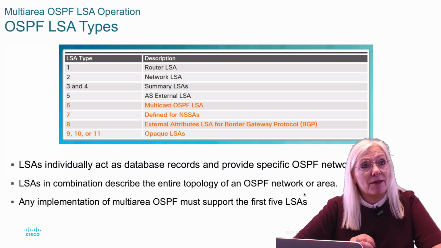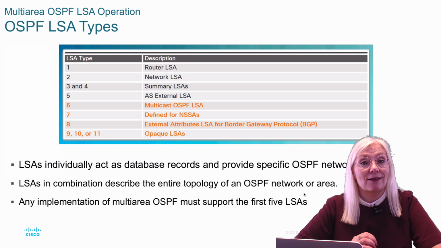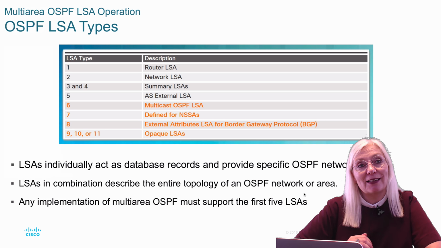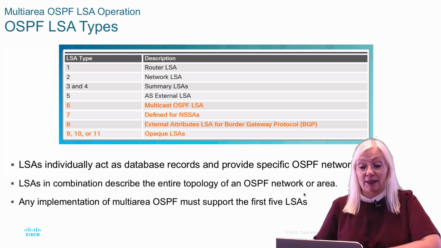Then we have these different link state announcements or advertisements, which is what OSPF is sending out to get connected to all the other OSPF routers. We have these different types. Actually, there are 11 types of LSAs, but we will only cover types 1 to 5 in this curriculum.